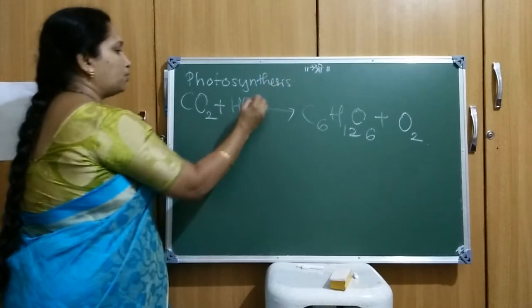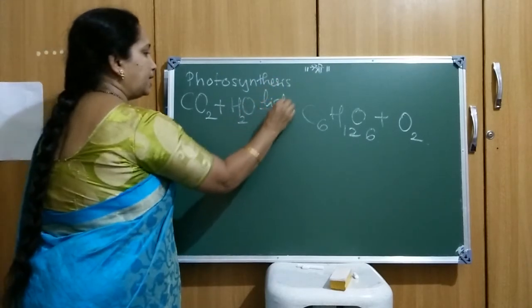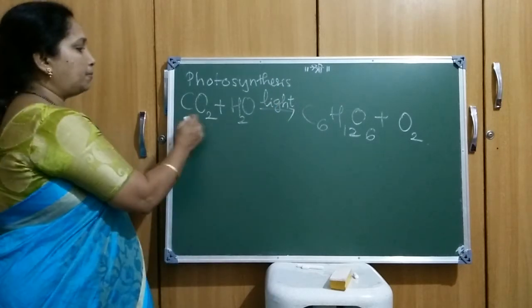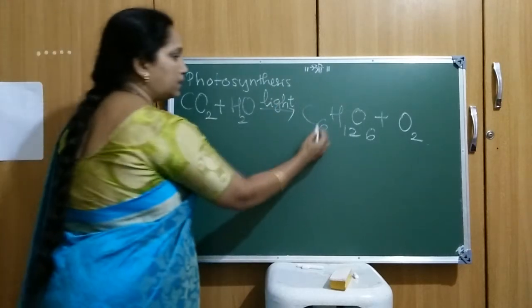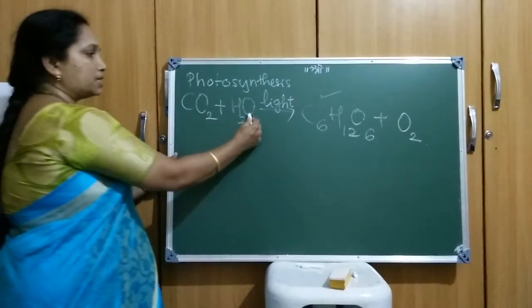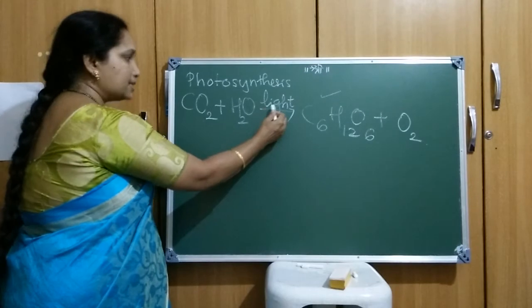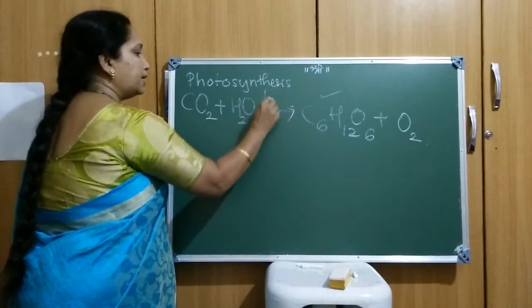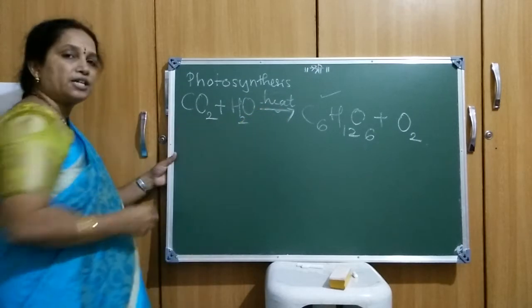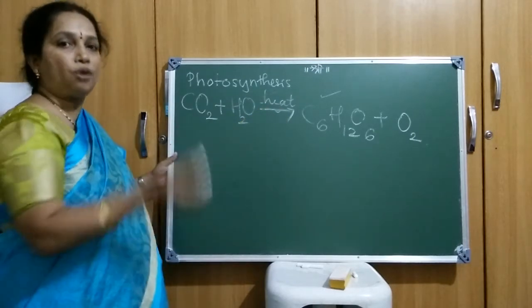Okay, so for photosynthesis we need light energy for that reaction to occur, right? So carbon dioxide and water combining together form glucose and oxygen is released out. For this the energy is in the form of light, that is sunlight. Therefore in this reaction the energy is absorbed in the form of heat.